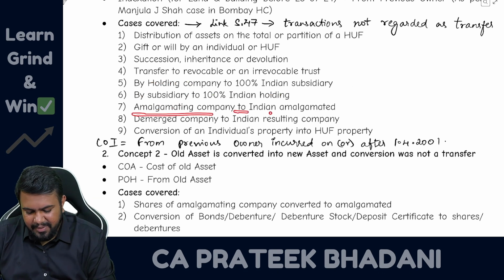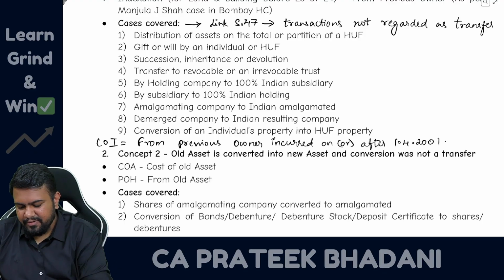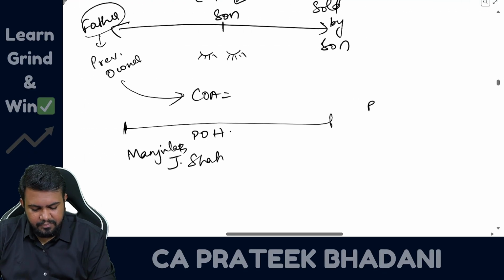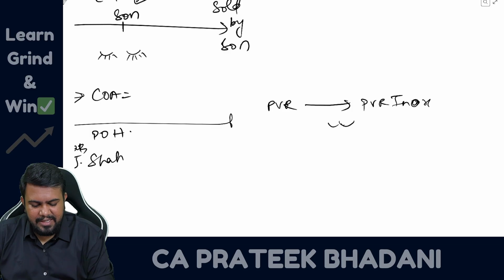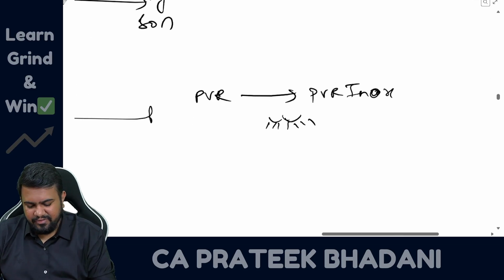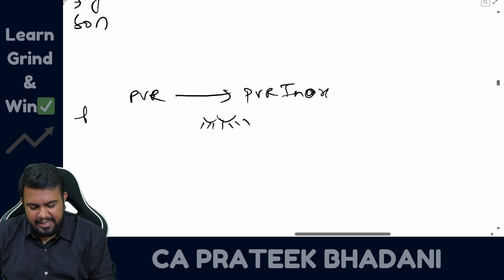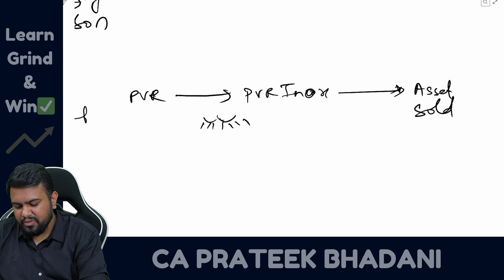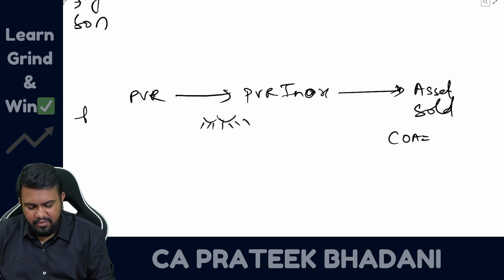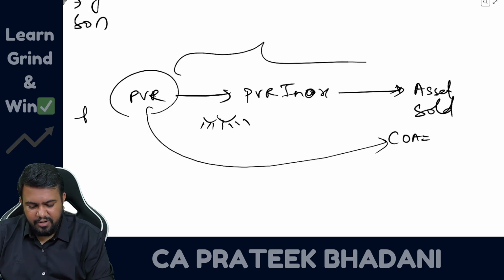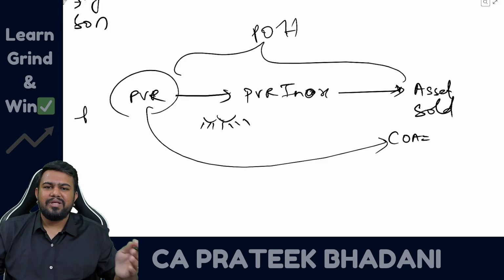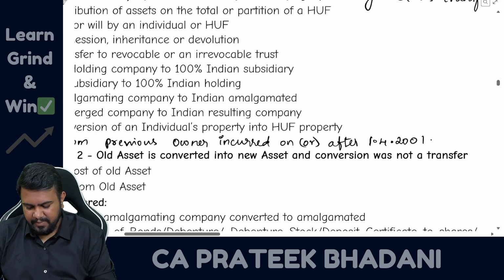Next one, when an amalgamating company is transferring to the amalgamated company. So for example I gave you, let's say PVR is transferring to a new company, that is PVR Inox. In such case, what will happen when the transfer is taking place? The Income Tax Act will close its eyes. That is why when PVR is transferring the asset to PVR Inox, later on when PVR Inox sells the asset, what will you do? The cost of acquisition you have to take. What was the cost to purchase? Whatever was the cost for PVR you have to take, and period of holding also, the entire period you have to take from PVR to the sale of the asset.